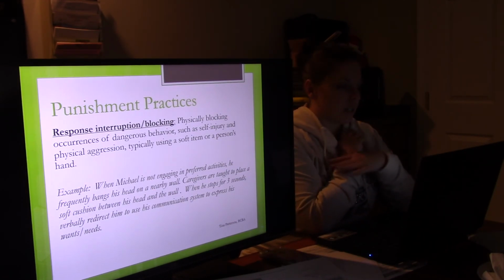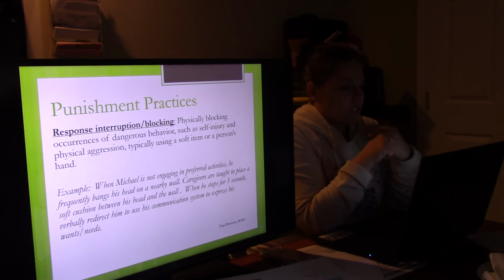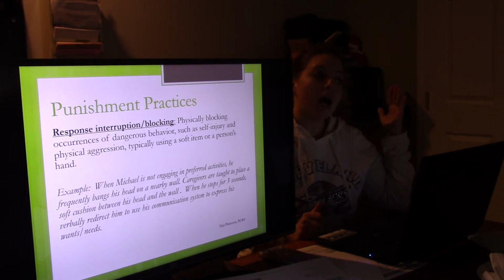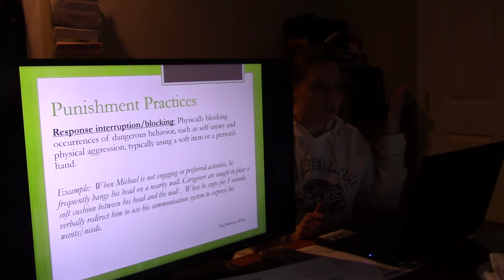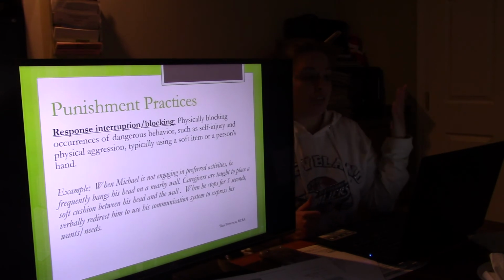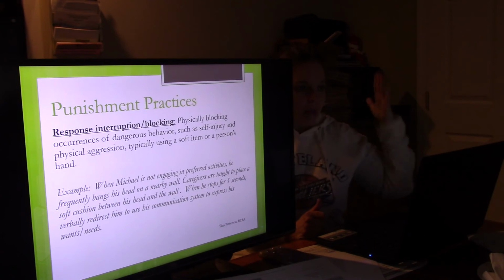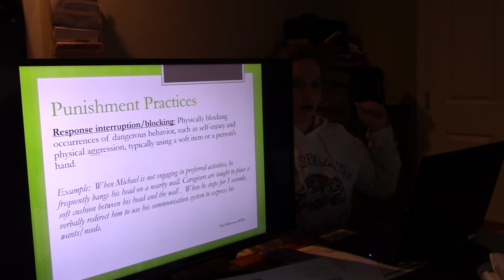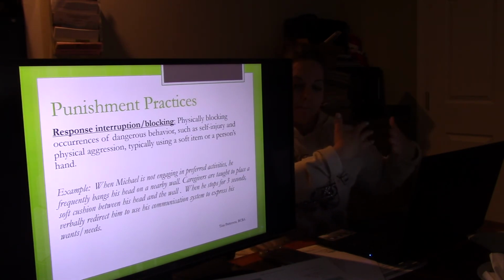So, physically blocking the occurrence of dangerous behavior, such as self-injury and physical aggression, typically using a soft item or a person's hand. So I'm going to block. I'm not going to let a 4-year-old hurt me. It hurts. I don't care how little they are. It still hurts. You can still hurt your nose. You can still get poked in the eye. Just because they're 4 or 3 doesn't mean it doesn't hurt. I get it. But we're going to use our body or a beanbag or a blanket or something to block ourselves. It's not self-defense. We are just blocking.